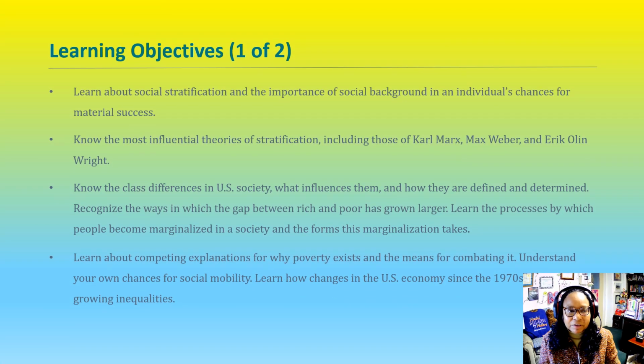The learning objectives include learning about social stratification and the importance of social background in an individual's chances for material success. We will also come to familiarize ourselves with theories of stratification, including those of Karl Marx, Max Weber, and Erik Olin Wright. We will recognize the class differences in the United States, what influences them, and how they're defined and determined, as well as recognize the ways in which the gap between the rich and the poor has grown larger, amongst other things.